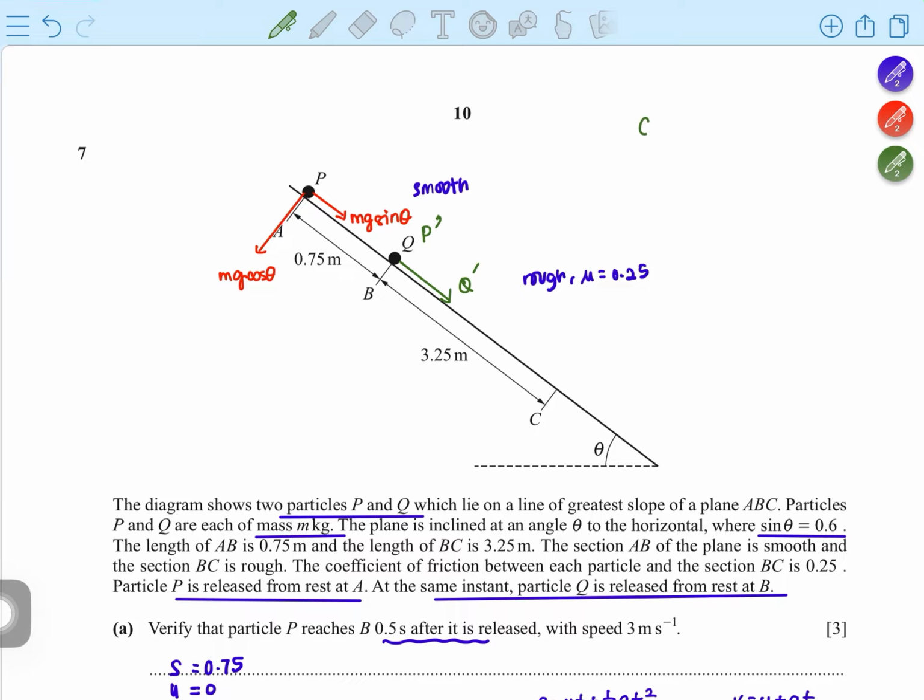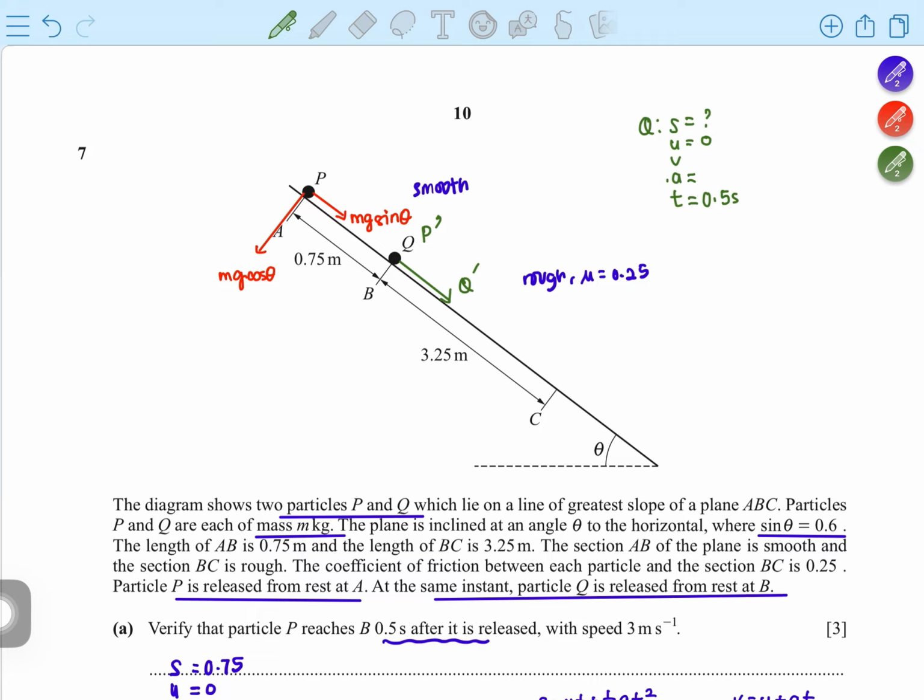So let's write SUVAT for our Q. The initial speed is 0. You don't know how much it has traveled, but you know the time taken is going to be 0.5 second. Why? Because P has taken 0.5 second to travel. So I want to know in that 0.5 second how much Q must have traveled. Correct? So let's find the a value.